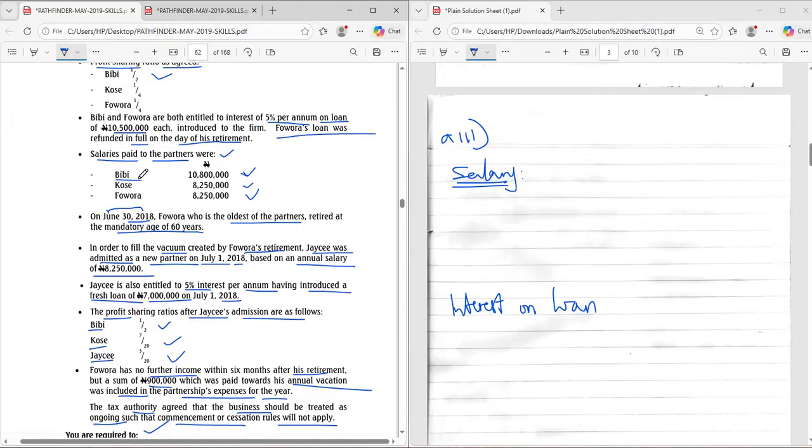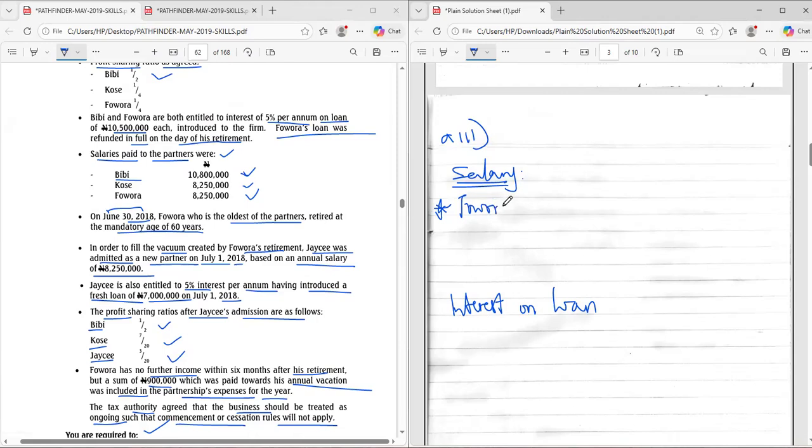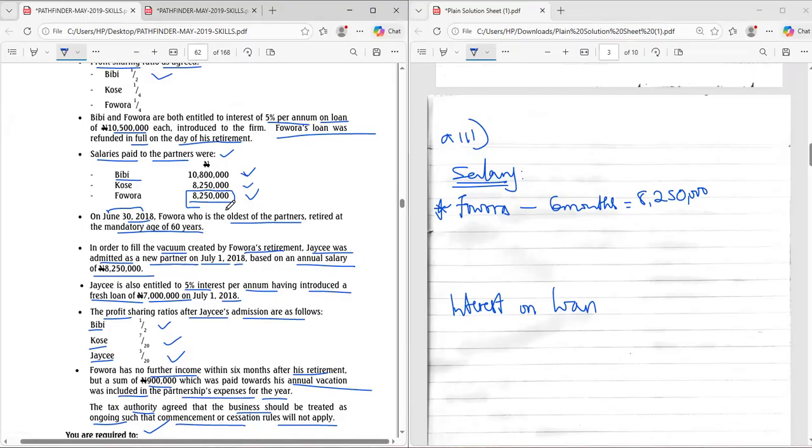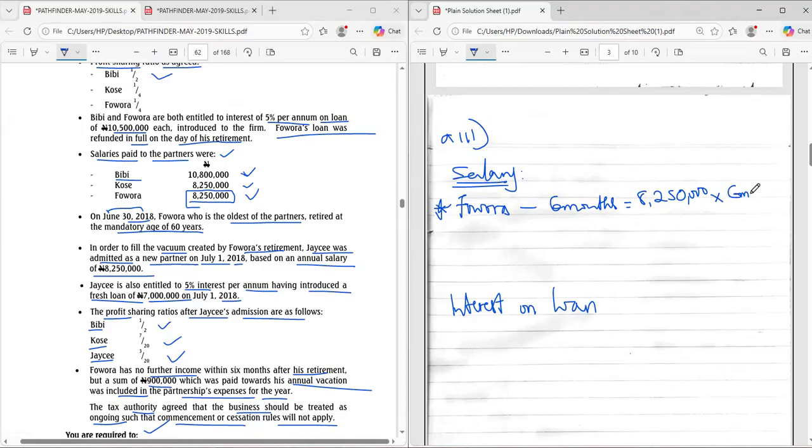Prorating means sharing it. So I think basically Fowora is the only guy. Now don't forget, Fowora only worked for 6 months. So Fowora will not collect the full 8,250,000. He can't collect this money now. So we say 850,000 times 6 months divided by 12 months, because it's a 1 year salary.